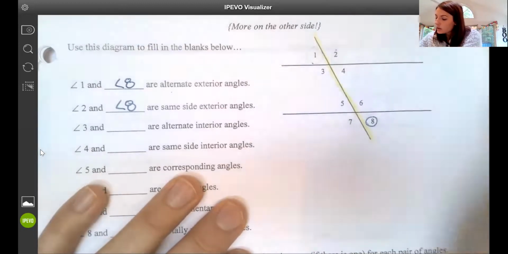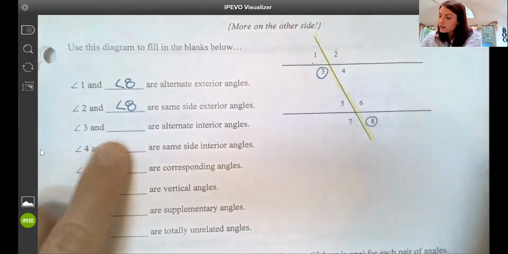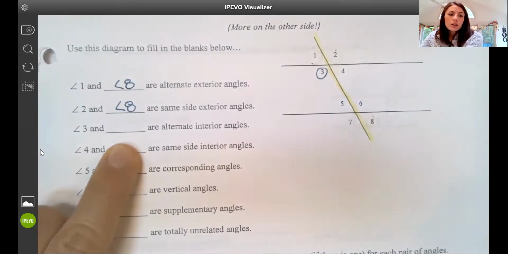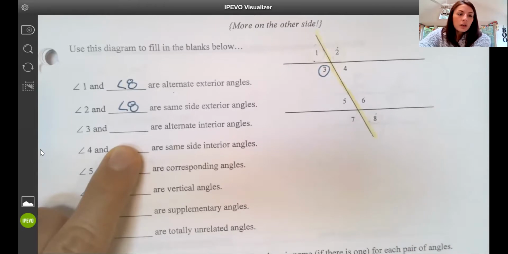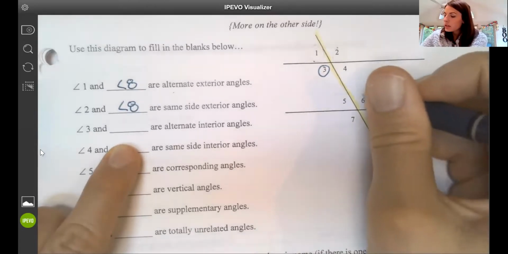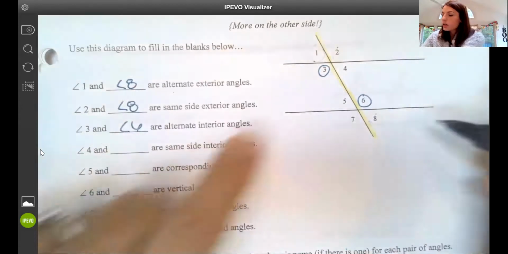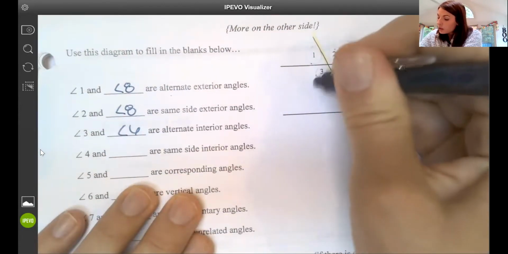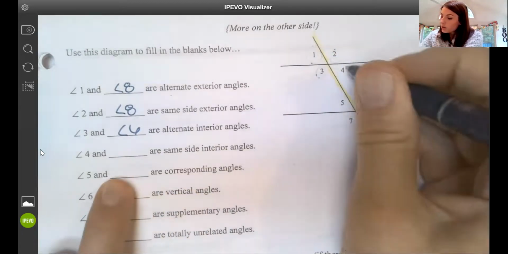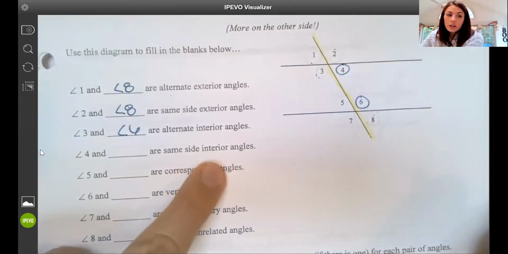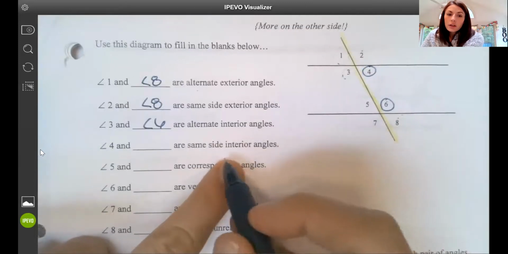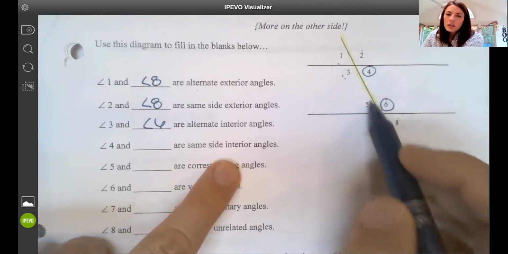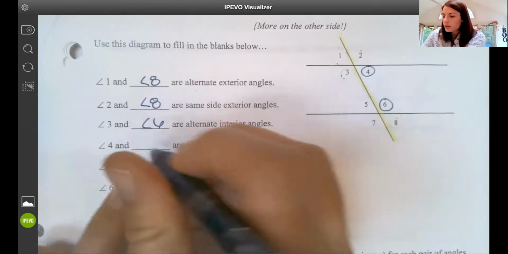Then it goes to angle 3. And it says angle 3 and angle what are alternate interior. Yeah, angle 3 and angle 6. Okay, they are on opposite sides of the transversal connected to the other line. Angle 4 and angle what are same side interior. Again, it's 6, right? I didn't erase it because it's going to be the same angle. They're on the same side of my transversal and they're both on the inside.